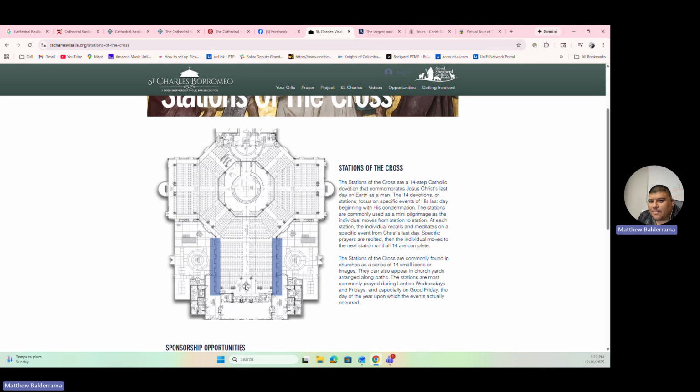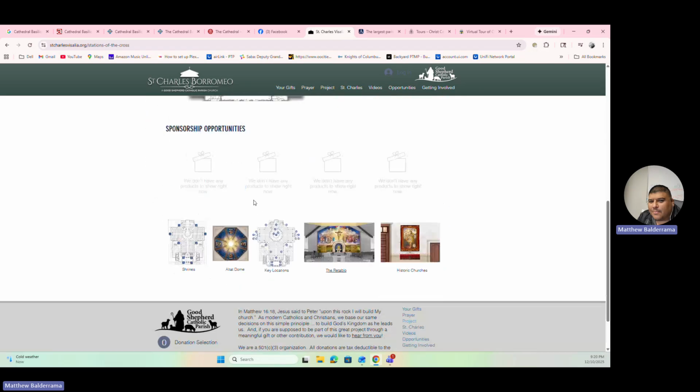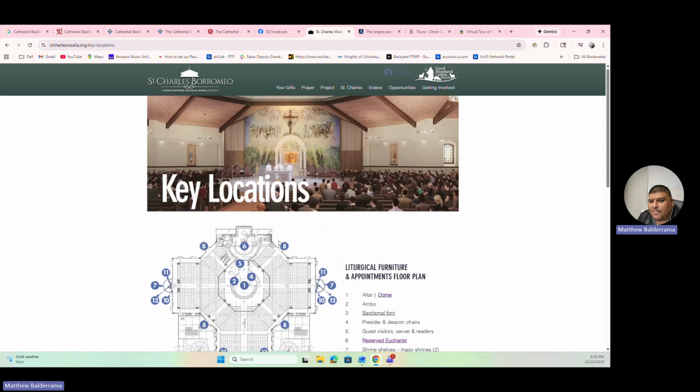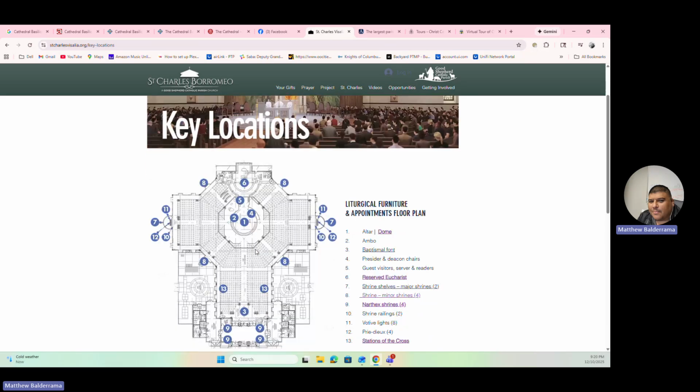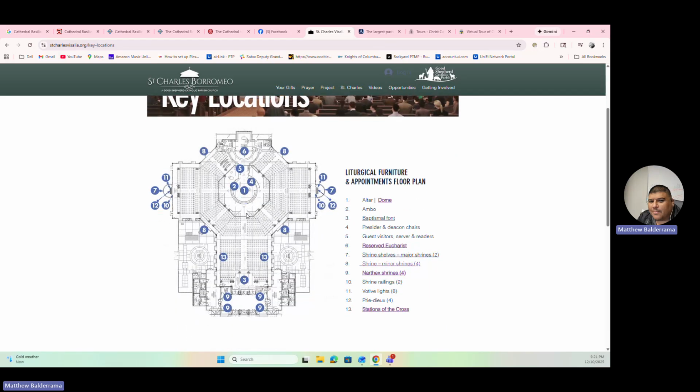The baptismal font is when you walk in. You have all the seating here in the back and then the seating around. This one is a little bit different, where they'd come up to the front. You'd have the altar in the middle. Here you have your ambo. They have another baptismal font here, and then you have the presiders and the deacon chair. It's pretty cool that they have designated guest visitor seating. Again, this has more of the modern-day touch to it versus what we saw with St. Augustine's church in Florida. But I really like how it has some of the stuff denoted.